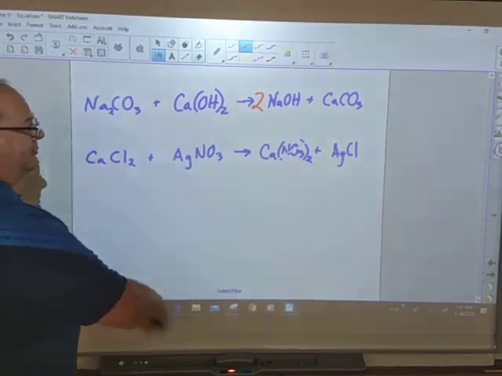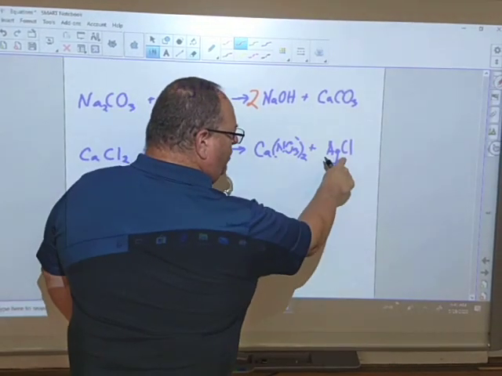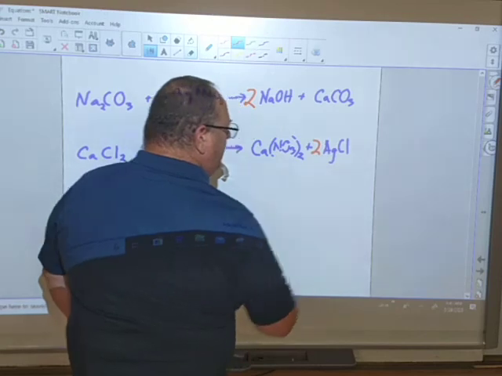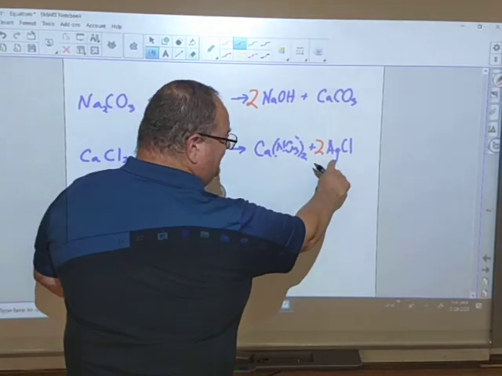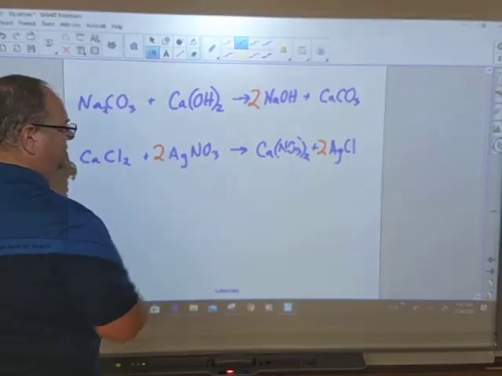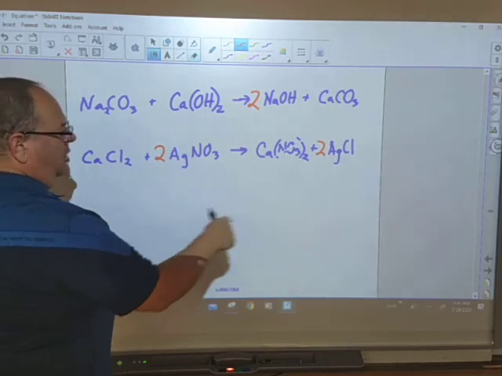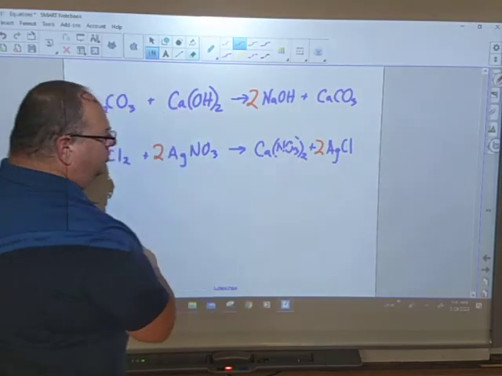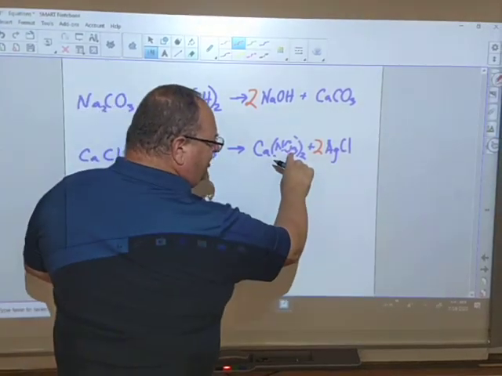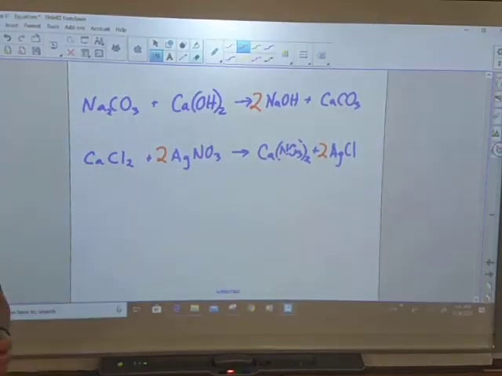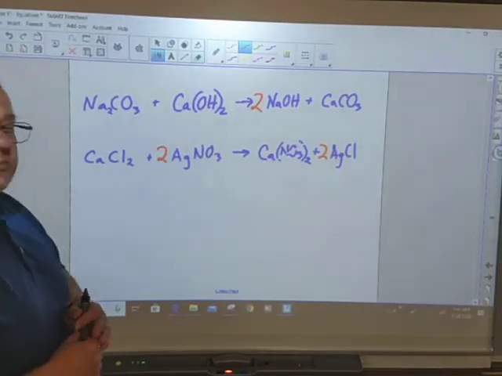Start at the beginning. 1 calcium, look over here, 1 calcium. 2 chlorine, look over here, there's only 1 chlorine. So I'm going to double that guy. 1 silver, I just doubled my silver over here to 2, so I better double this to 2. 2 nitrogen, there's 1 nitrogen in the parentheses times 2. I got 3 oxygen in the parentheses times 2 is 6. I needed to put coefficients in front of silver nitrate and silver chloride.